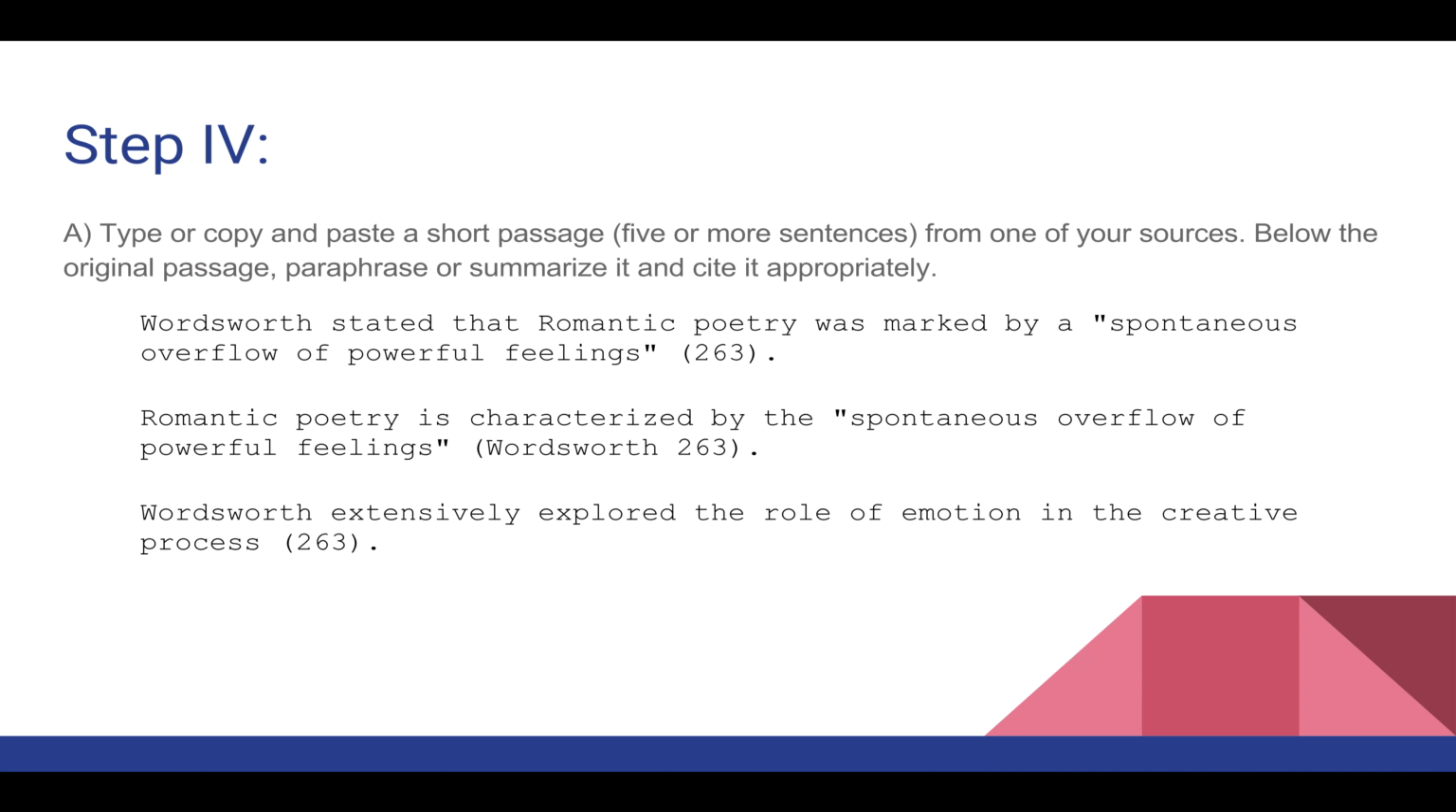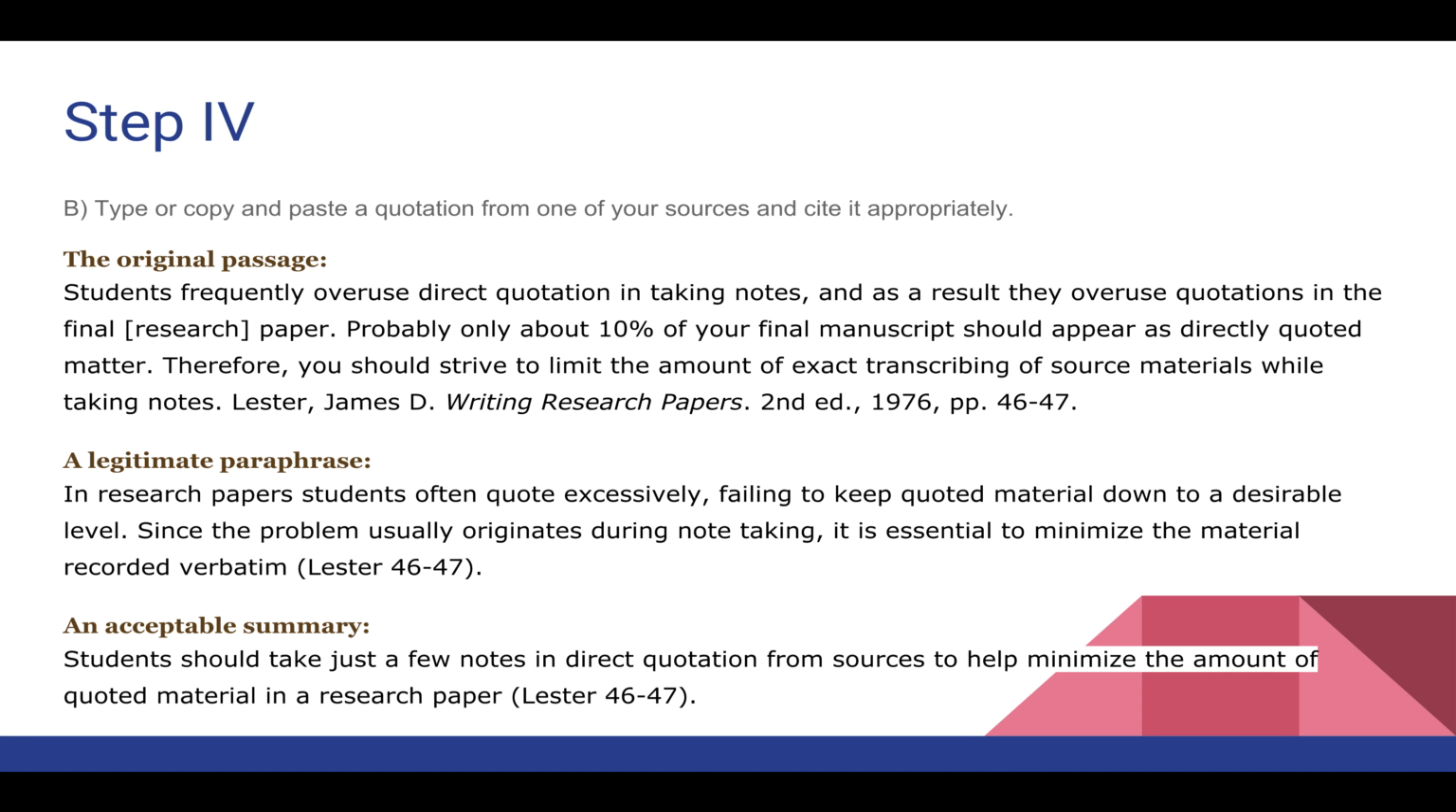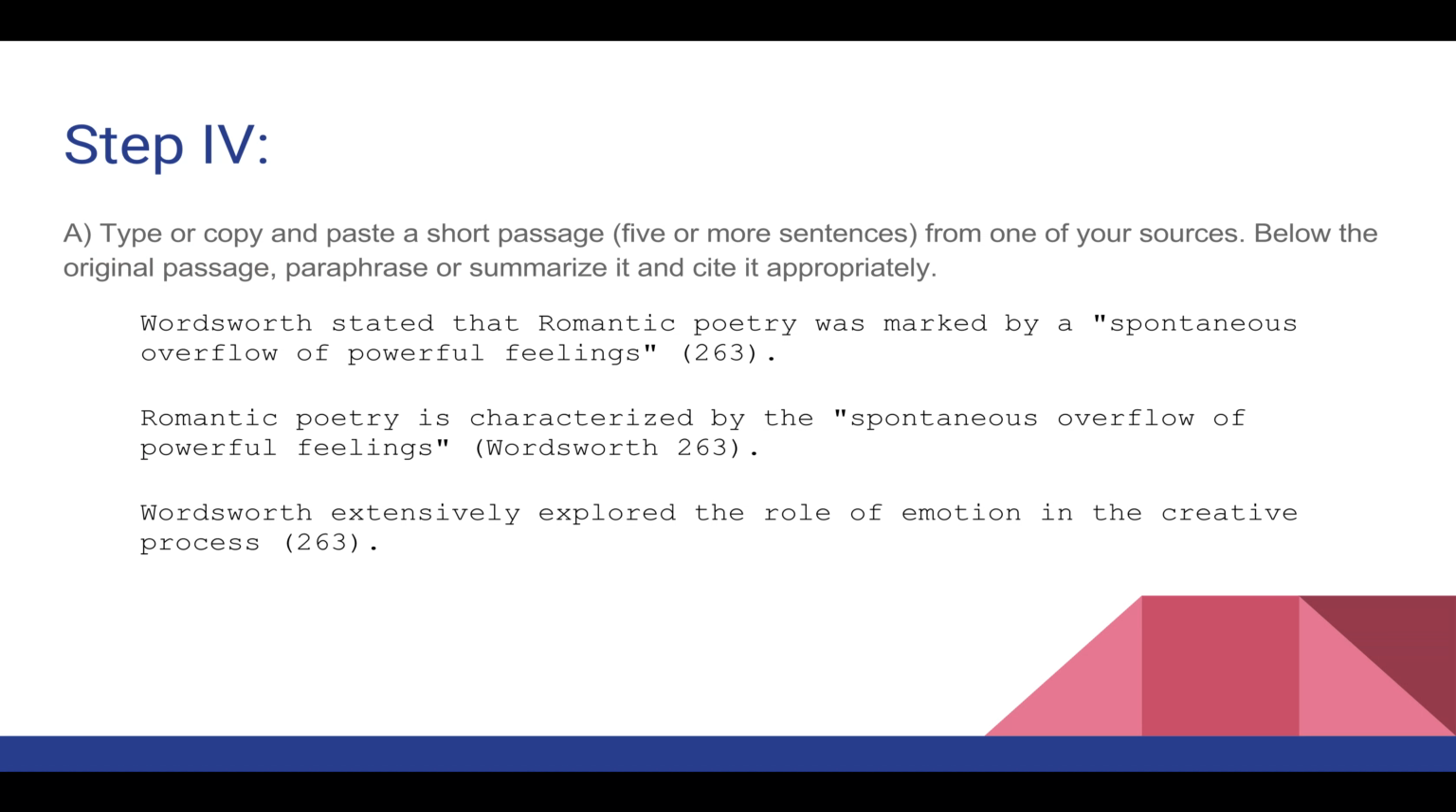For direct quotes, it's going to be something more like this. And then quotes is on the top. So quotation from one of your sources and cite it appropriately. Wordsworth stated that romantic poetry was marked by, quote, spontaneous overflow of powerful feelings. And you'll see underneath there are 2 different ways. Romantic poetry is characterized by spontaneous overflow of powerful feelings. So you see that the person who wrote this puts in quotation marks the words that they're taking directly from the source. And this is how you would cite it correctly.